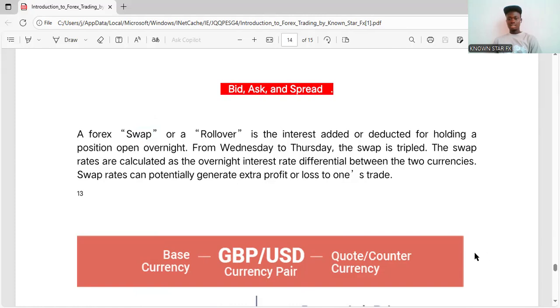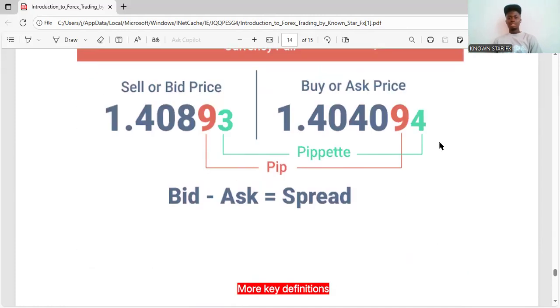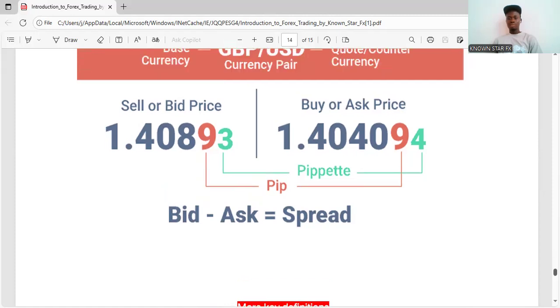Just like you can see right here, I was giving an example of base and quoted currency in my previous video. Great Britain pound is the first currency, against the US dollar. That's a currency pair. Great Britain pound in this example is the base currency, and the US dollar is the quoted currency, or the counter currency, or the variable currency, whatever you want to call it, that makes it much easier for you. This is a perfect example of a pip and a pipette.